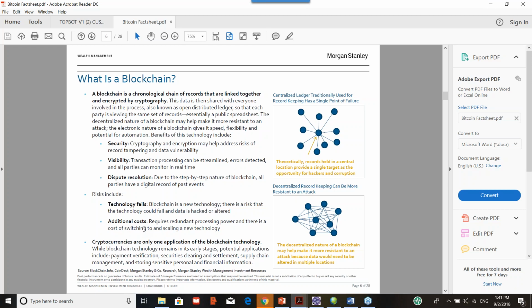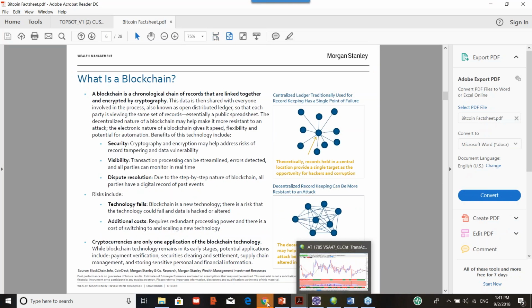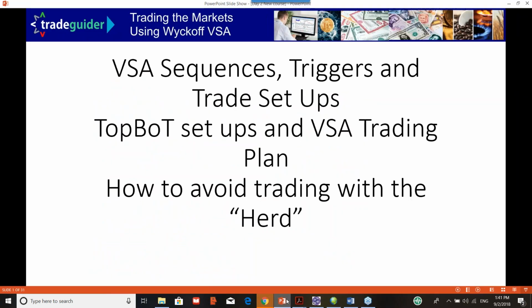Right, let's get straight to it. So I'll get you this document. It's a very good document. I think you'll find it to be very, very powerful from a knowledge perspective. So let's get into the meat on the bones here.